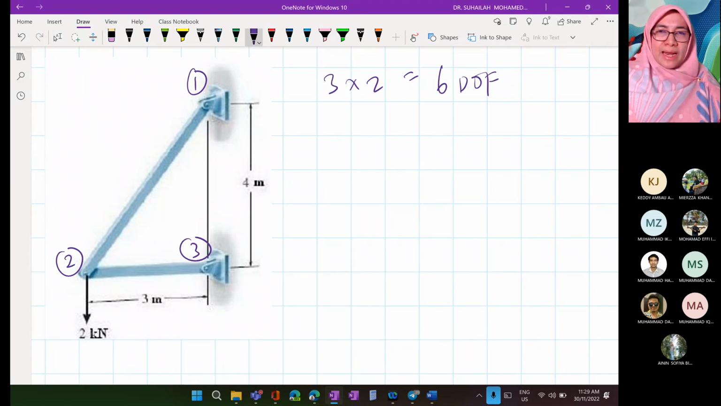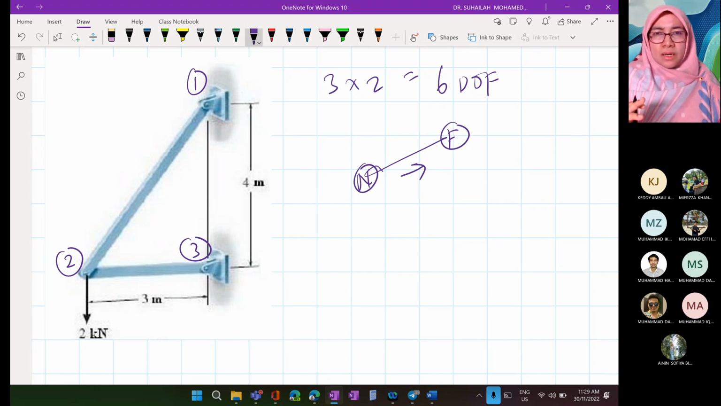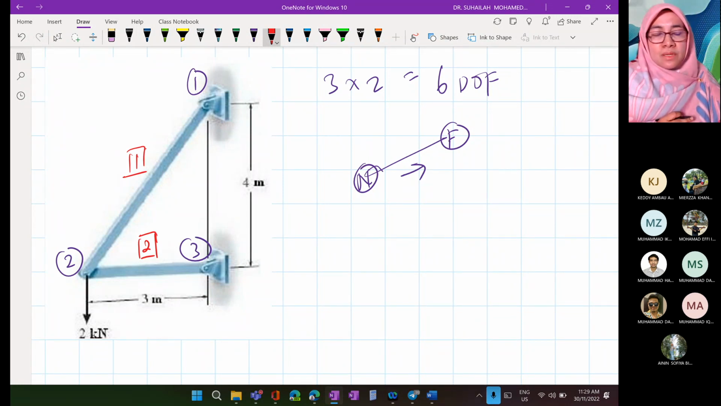So we have 2 elements. An element consists of 2 nodes, near and far. One element consists of 2 nodes. When we combine 1 and 2, it becomes 1 element. When we combine 2 and 3, it becomes another element. So we have element 1 here, element 2 here. This is how we write the element name and the node number, because we have to differentiate. All will be using numbers.